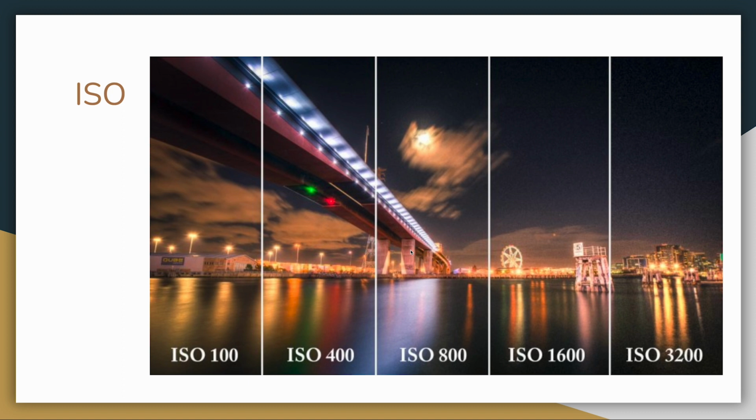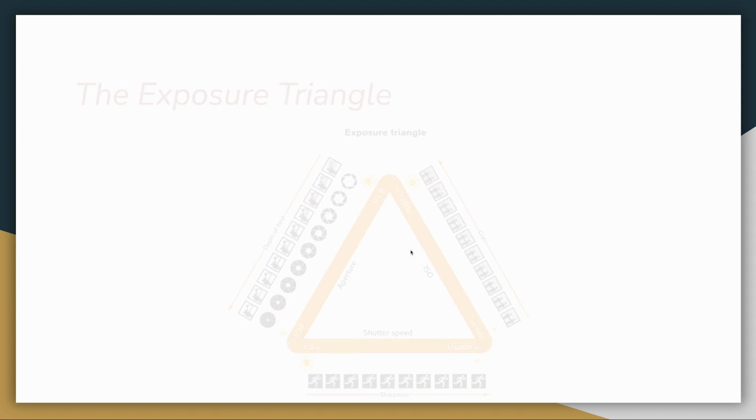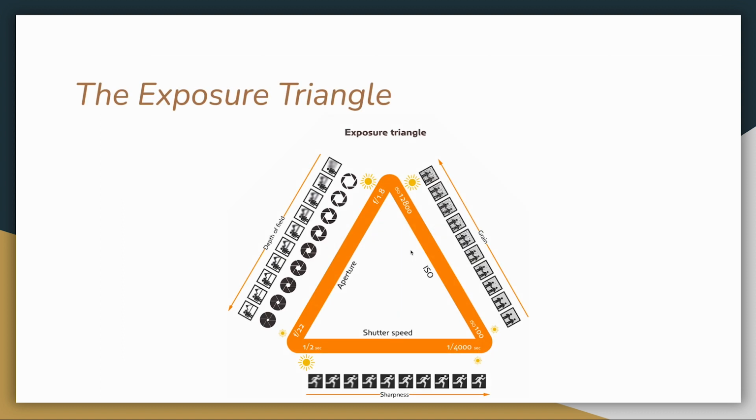And putting those all together create the exposure triangle. The exposure triangle is probably the most important graphic to get accustomed to because using this will allow you to see what makes your image brighter, what makes your image darker, and will allow you to perfectly expose your image.